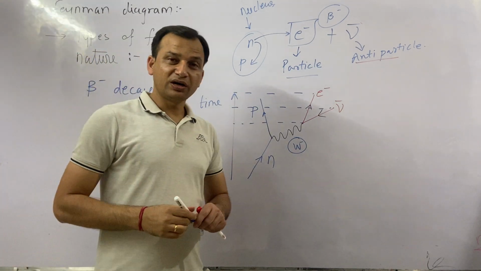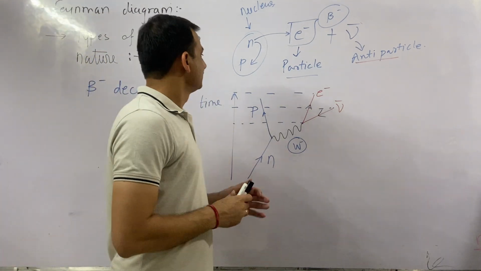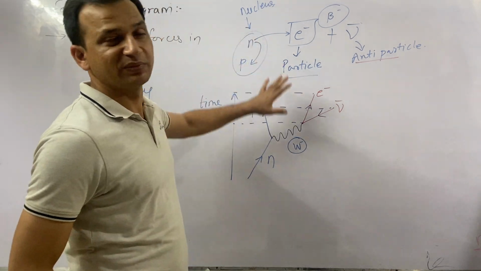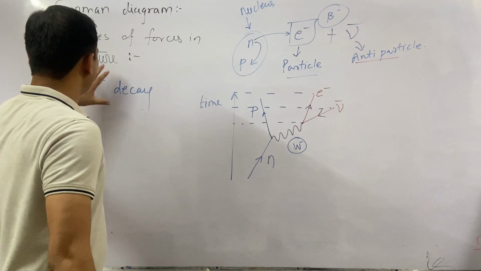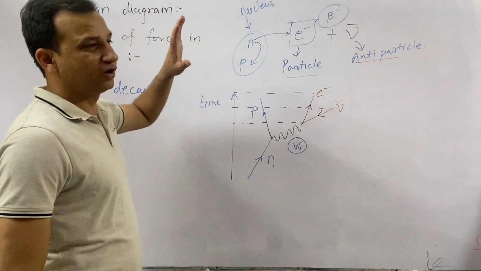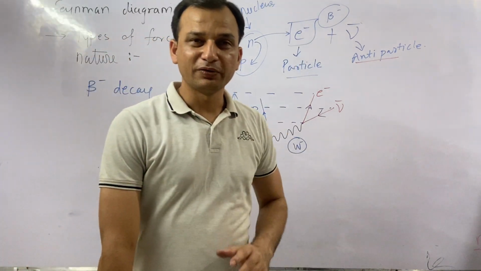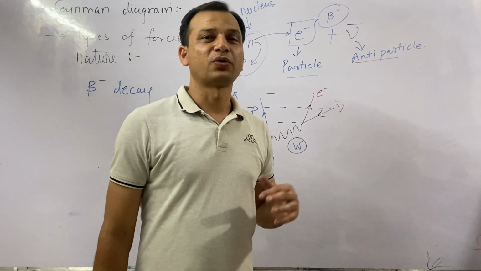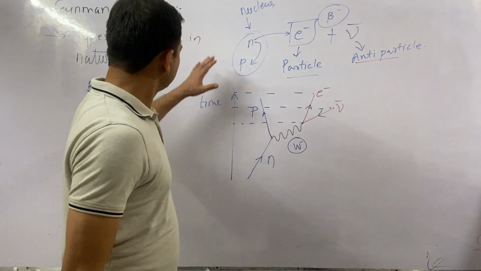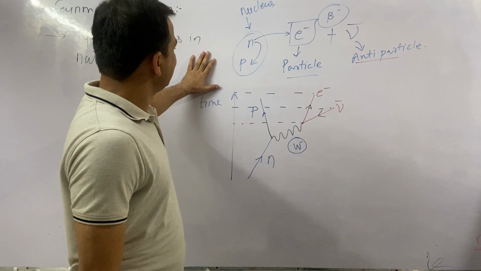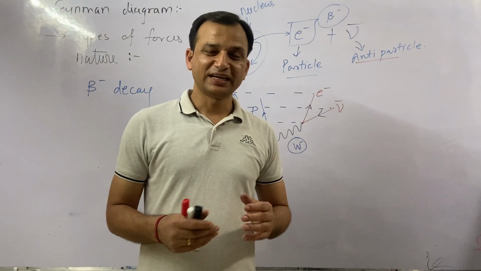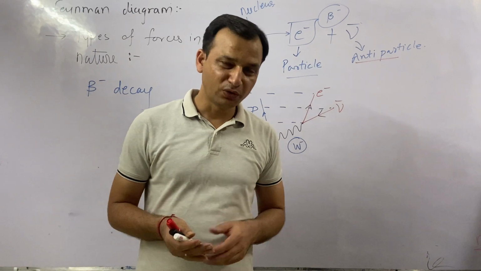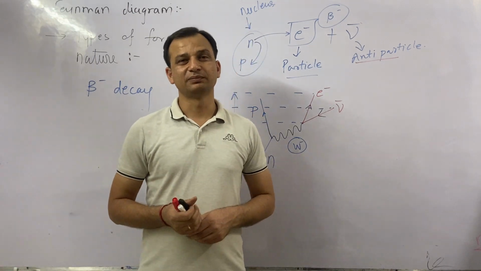So we saw three Feynman diagrams. One for interaction of electron, one for emission of beta plus from the nucleus, and the third one, the emission of beta minus from the nucleus. In next video, we will draw few more diagrams related to Feynman diagram.